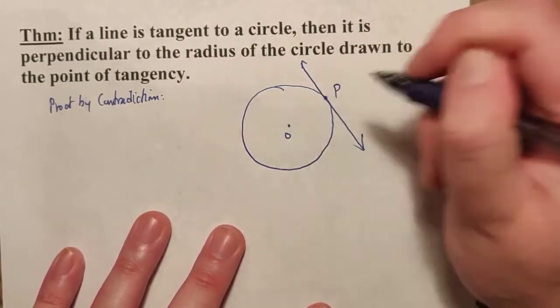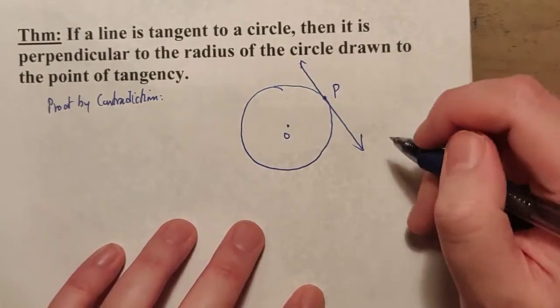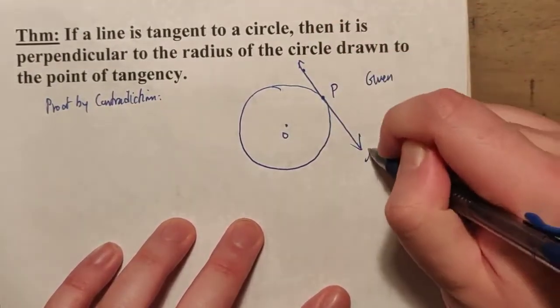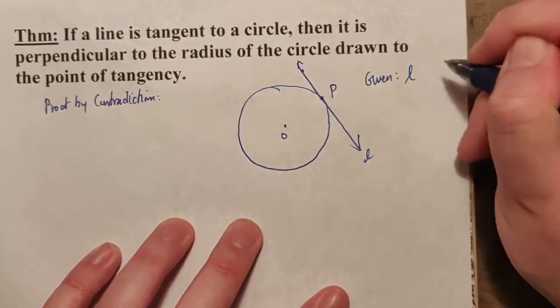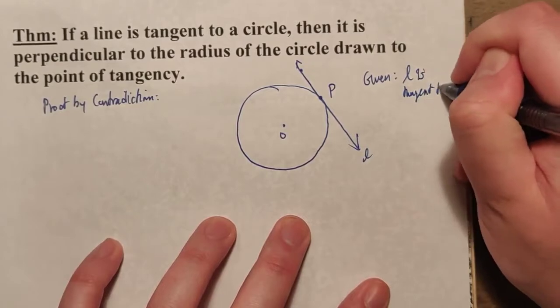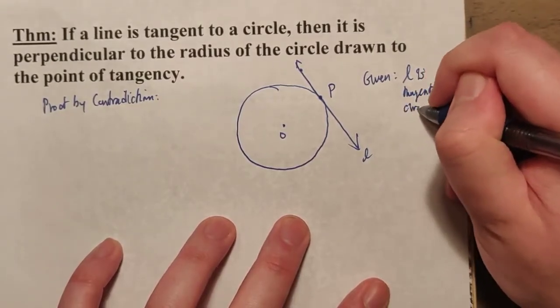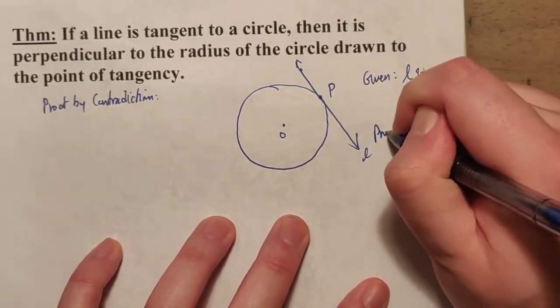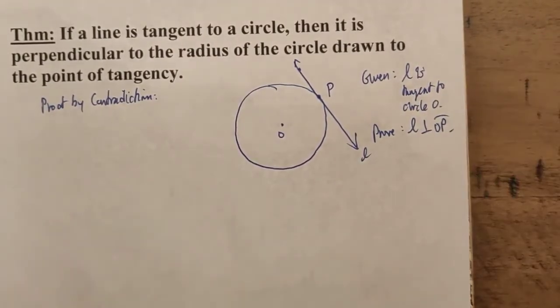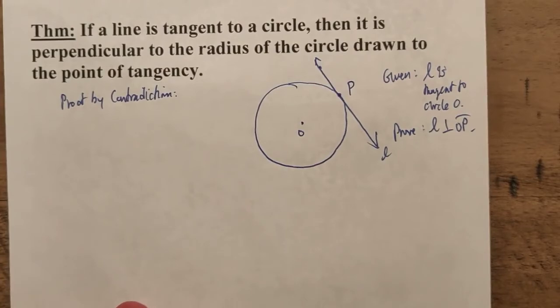Here's O, right? So we're going to be given, and I guess I'll call this line L. Line L, in this case, is tangent to circle O. I want to prove that line L is perpendicular to OP, okay? So we're going to prove this particular theorem here. Now, this is going to be a pretty straightforward proof by contradiction here.